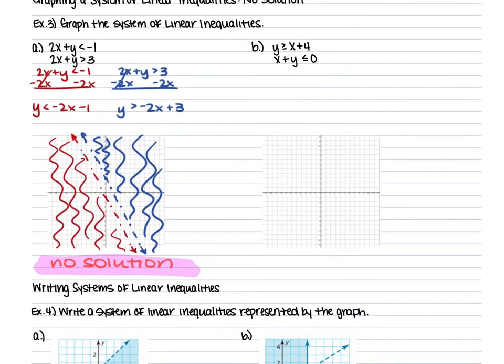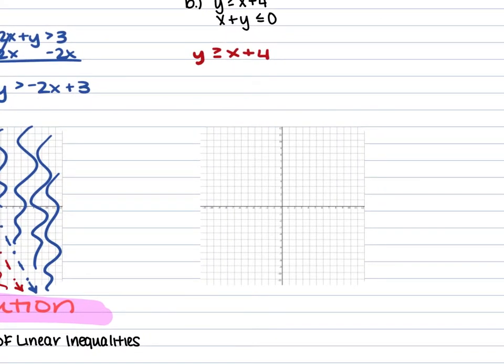For example B, we have y is greater than or equal to x plus 4, and x plus y is less than or equal to 0. That y is greater than or equal to x plus 4 is already in slope-intercept form. So all I have to do is plot the y-intercept, which is 0, 4, and then my slope is 1. So I'm going to go up 1 to the right 1. And again, I'm going to keep this going throughout my entire coordinate plane, in both directions, so that way I get that precise line.